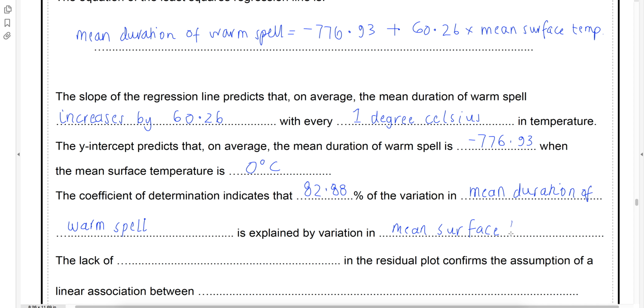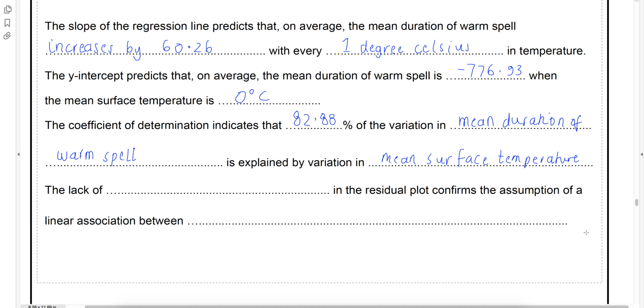And finally, we mentioned the residual plot. The lack of a clear pattern or a distinct pattern in the residual plot confirms the assumption of linear association between, and finally we'll say the variables, mean duration of warm spell and mean surface temperature.